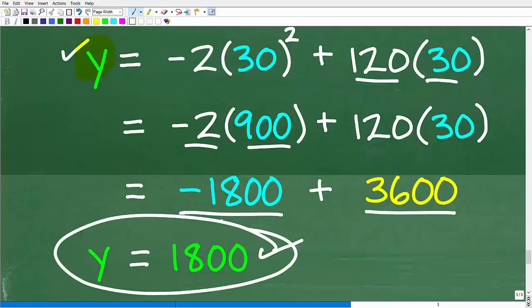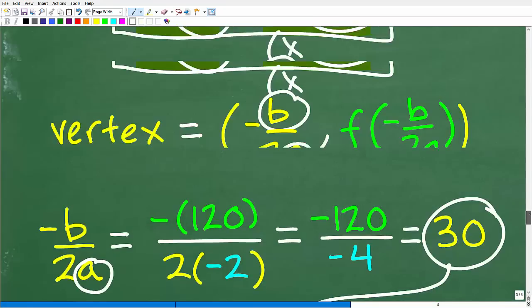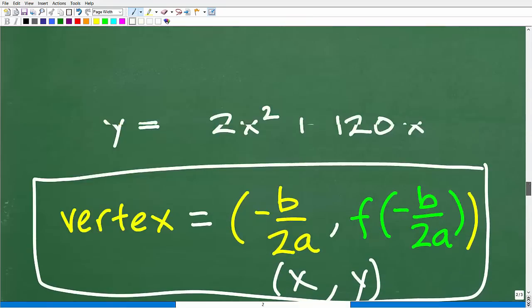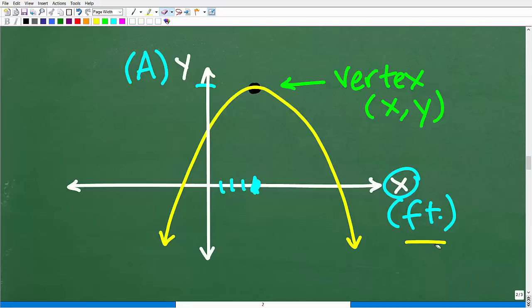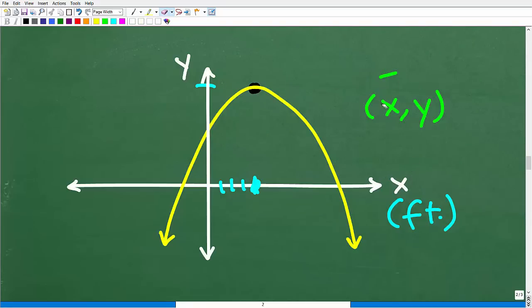All right, now, again, you could go back and get the actual dimensions of this rectangular plot, but that is not the question. Now, I'm going to show you another way that we can use calculus to solve this problem. Let's go back up here and revisit our parabola. This is going to be a quick micro lesson on calculus. And how can we find the vertex, the very top of this point, using calculus?